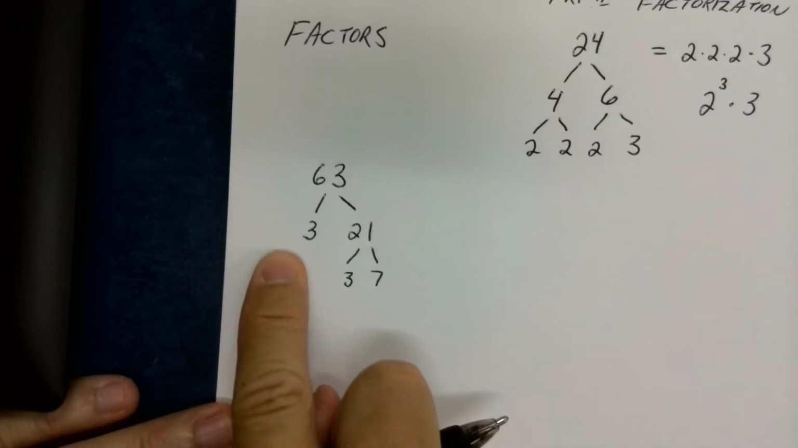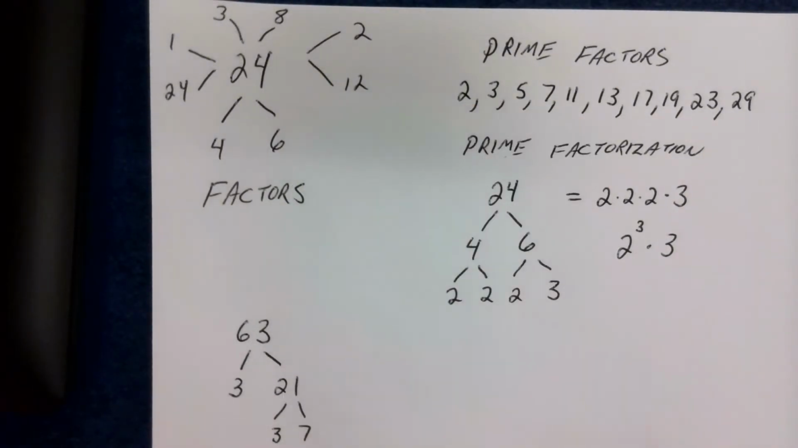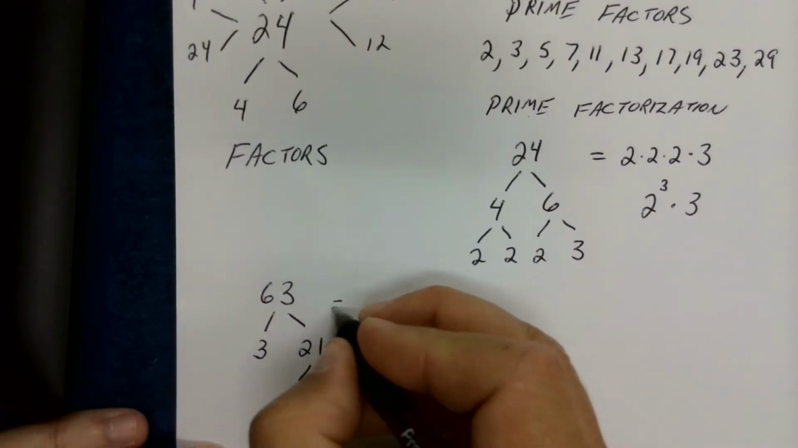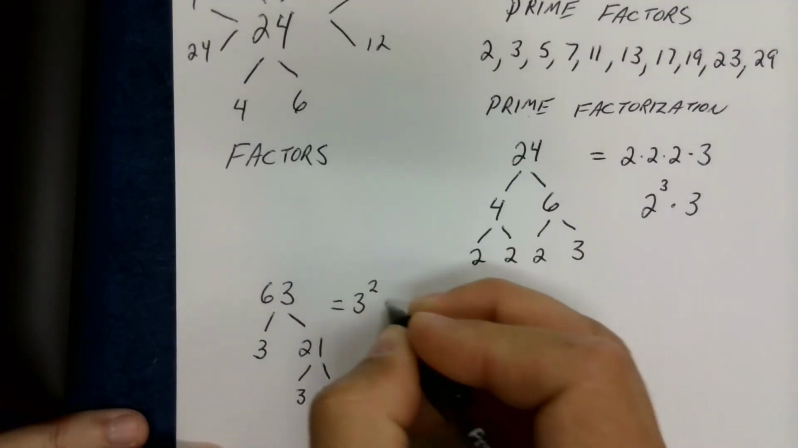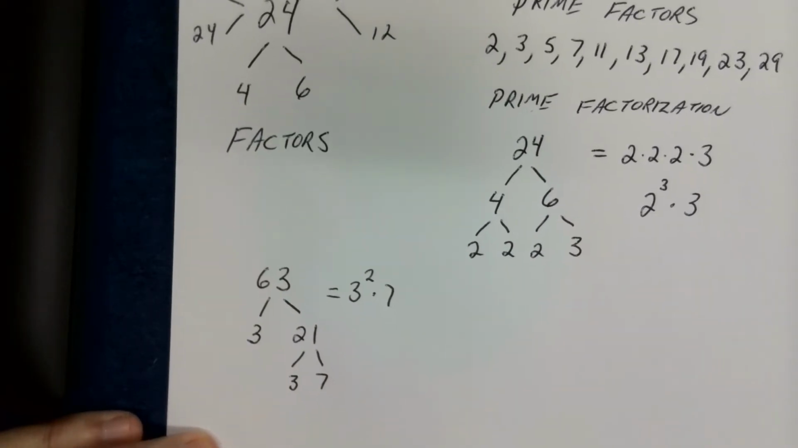And now you can see that 3 and 7 are all prime numbers. There's a 3, there's a 7. So I don't need to do any more on this one. So its prime factorization is equal to 3 squared times 7. Okay?